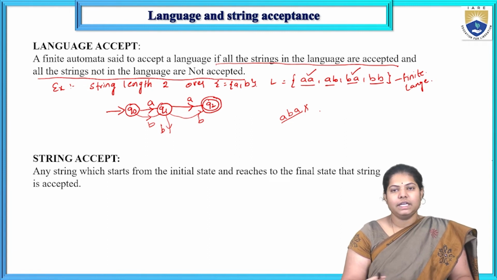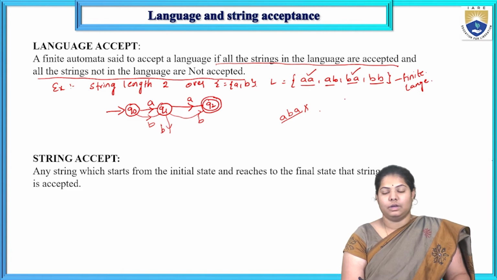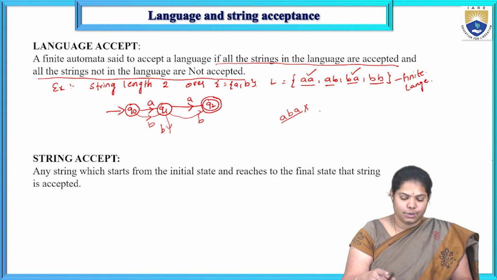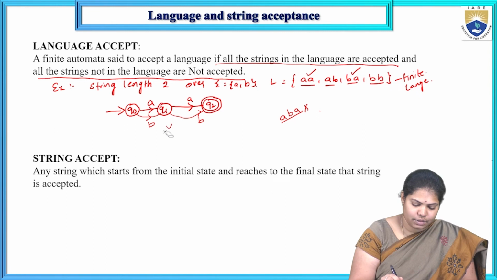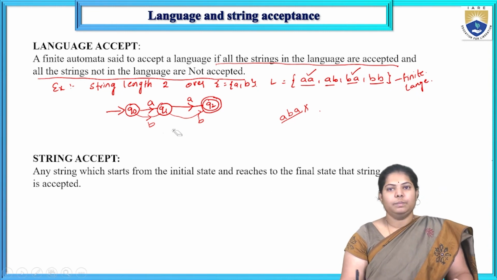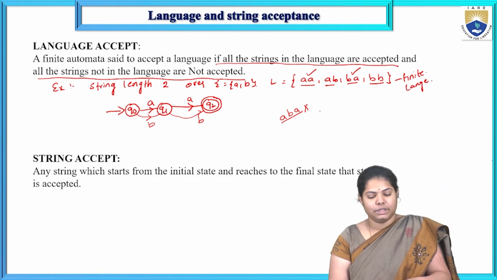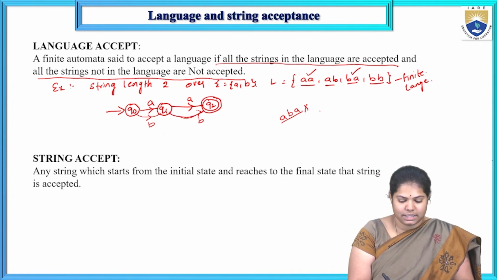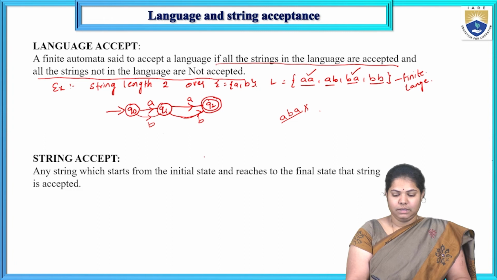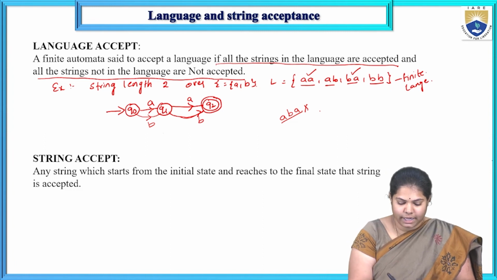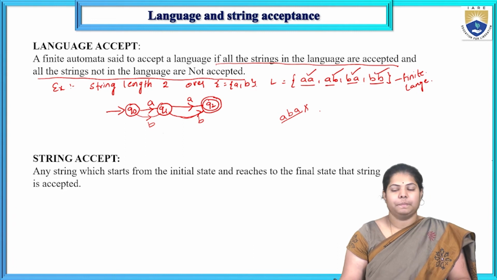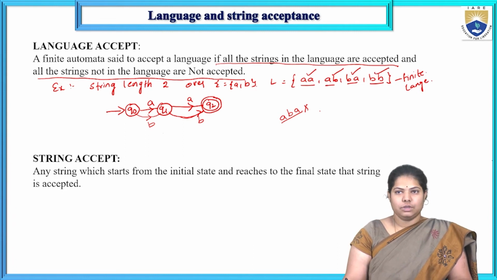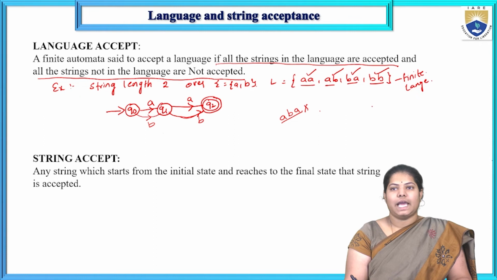If I send it to the dead state, what happens? A string called AB cannot be executed, so I should not send it to the dead state. So what is the only leftover thing? Sending it to the next state with the B. Therefore I executed AB, BB, final state. So this is called language acceptance.